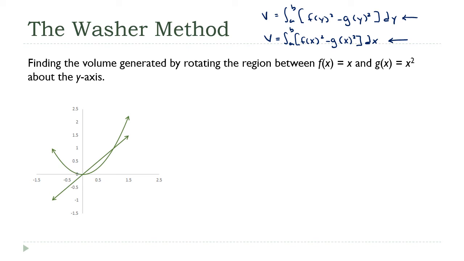So since we're rotating around the y-axis, I need to take both of these functions and solve them for x. This one, well, y equals x, x equals y. So we have g of y equals y, not very interesting. Over here we have y equals x squared, which means x equals the square root of y. So let's not use g, let's use a different letter. h of y equals y, and over here k of y equals the square root of y.